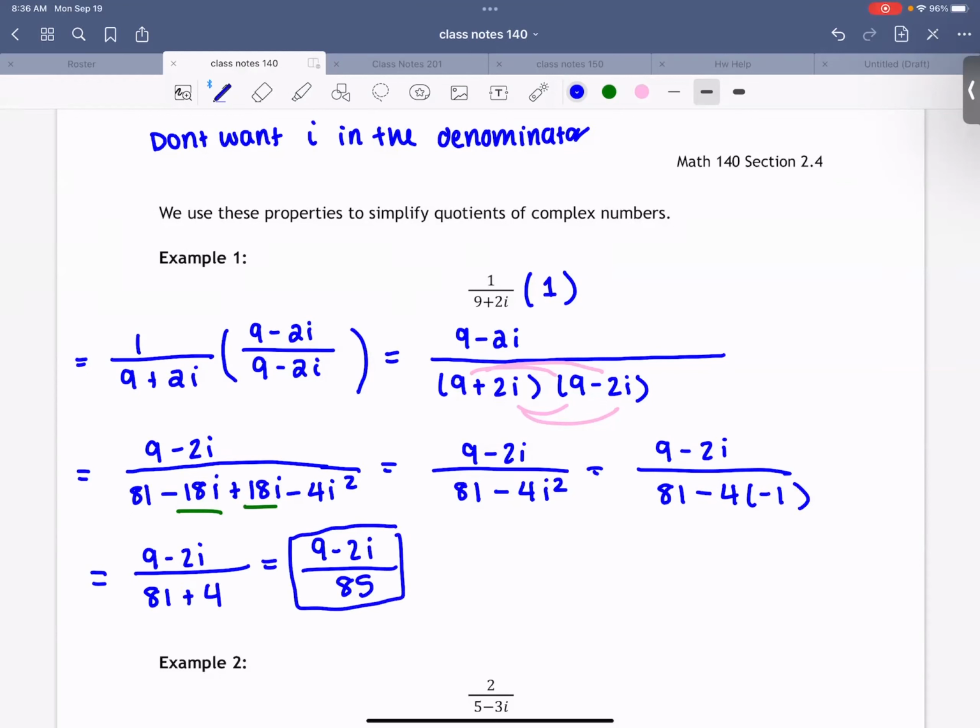There's one other way you can write your answer if this doesn't look right to you. We can always split apart the numerator when we have subtraction. Okay, so you might see some people taking this and splitting it up into 9 over 85 minus 2 out of 85 times i. So it looks like a plus bi. You don't have to do that. You can leave it like the box version. Any questions on example 1?